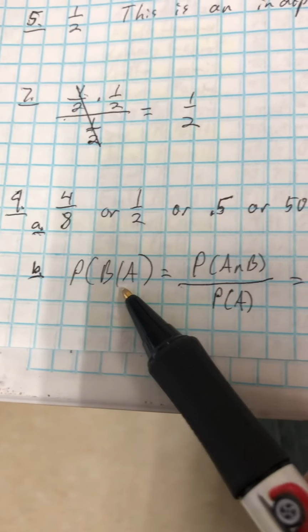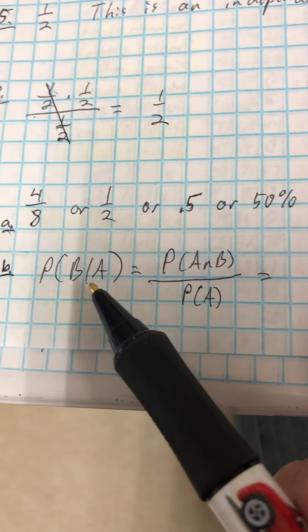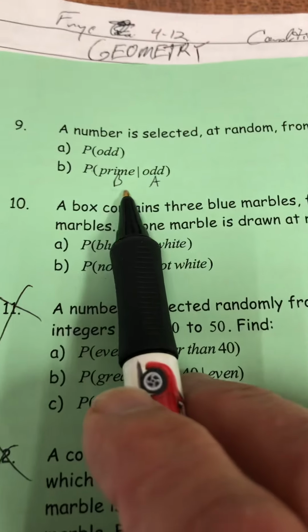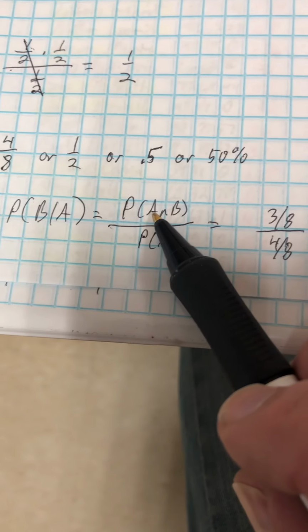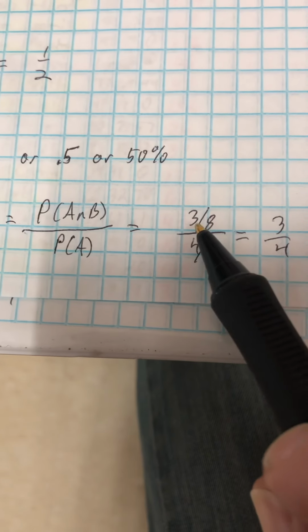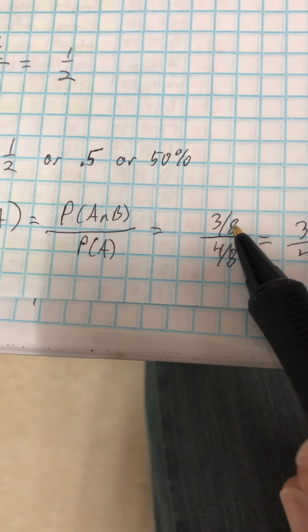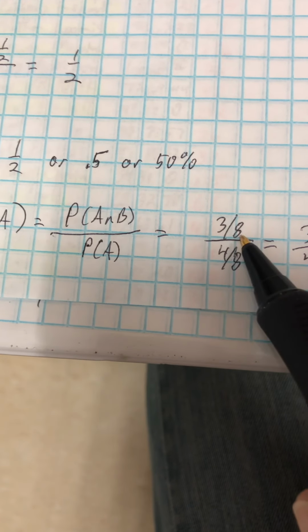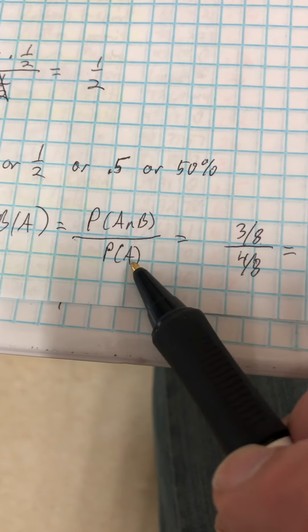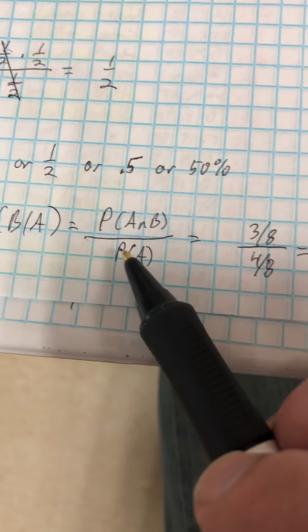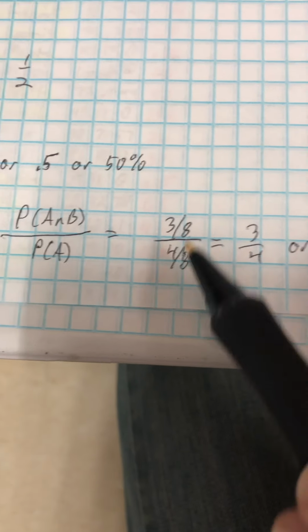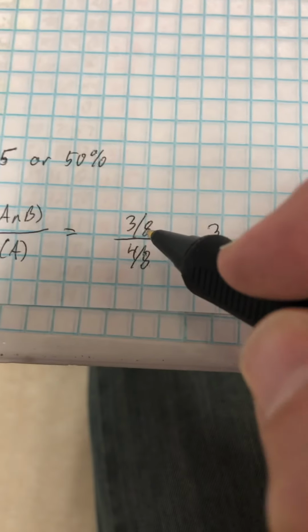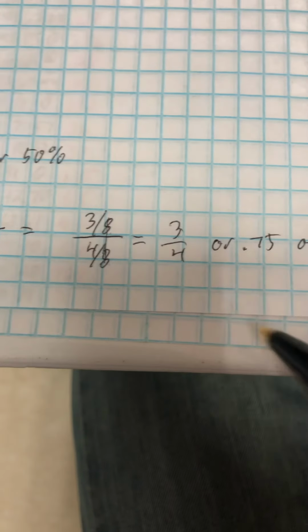And then the prime, so remember that formula, and label, this is my B, this is my A. So that is going to equal A and B together, which is going to be 3 over 8. Things that are prime and odd, there are 3 out of the 8 that are that. Given that A occurred, so A is just odd alone, so there are odd 4 out of 8. So these 8s are just going to cancel out. You're going to end up with 3/4.